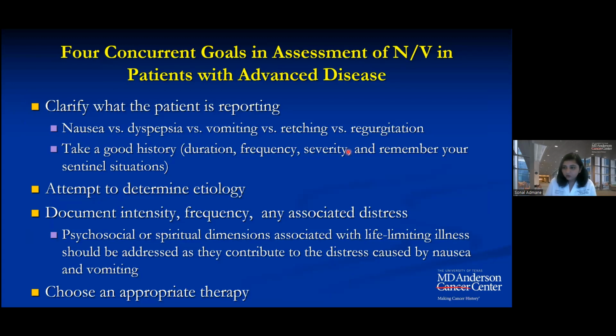So really the goals of assessment are: one, clarify what the patient is reporting, attempt to determine etiology, and the various receptors that may be involved, and really take a very good history of all the other symptoms and medicines, and underlying metabolic factors which may be impacting the patient's symptom, and then choose an appropriate therapy.